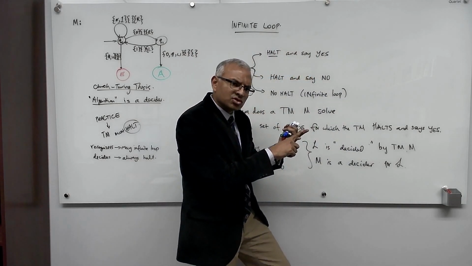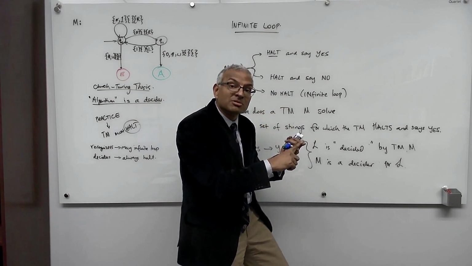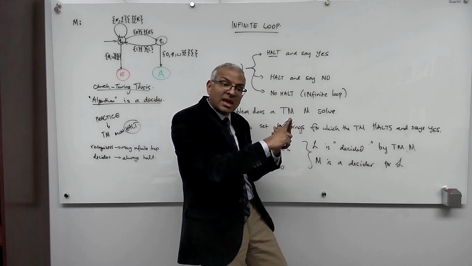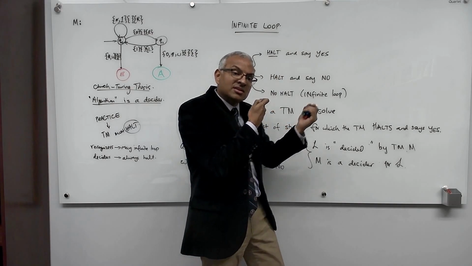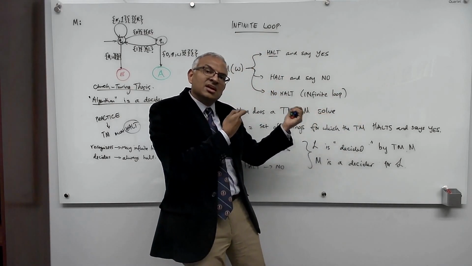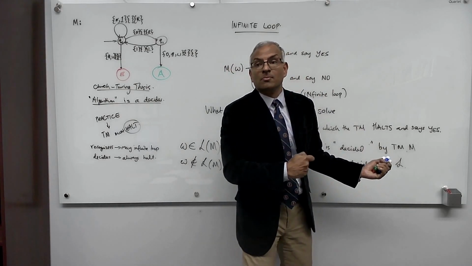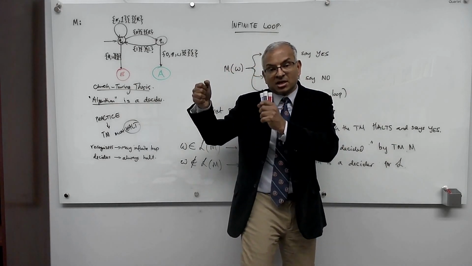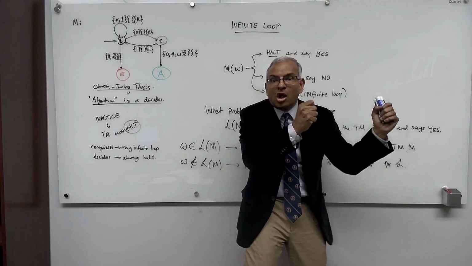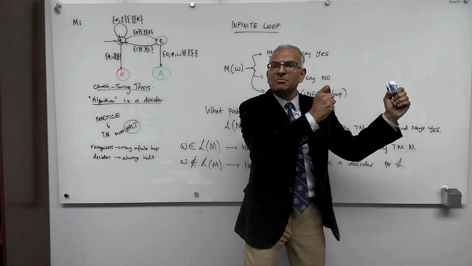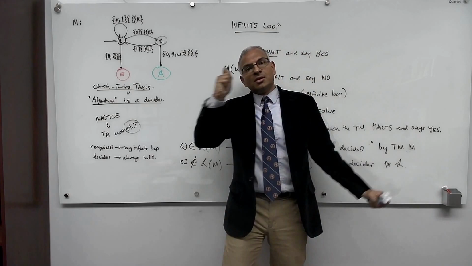An algorithm to solve the computing problem is a Turing machine that always halts, and if you give it a string that is in the language, it says yes, and if you give it a string that is not in the language, it halts and says no. So that's what it means to be a computing problem, and that's what it means to solve the computing problem: produce a Turing machine that's a decider that always halts to solve the problem.